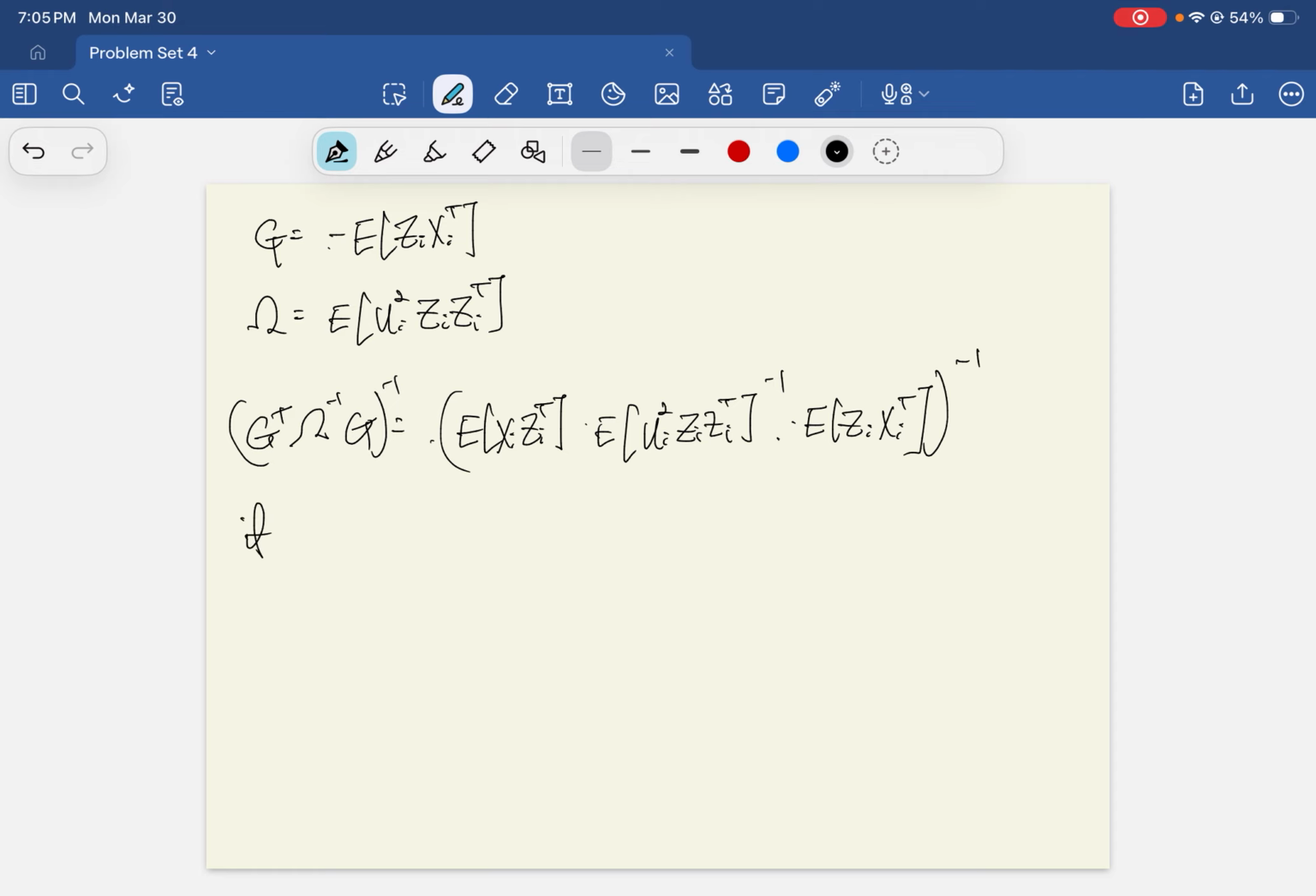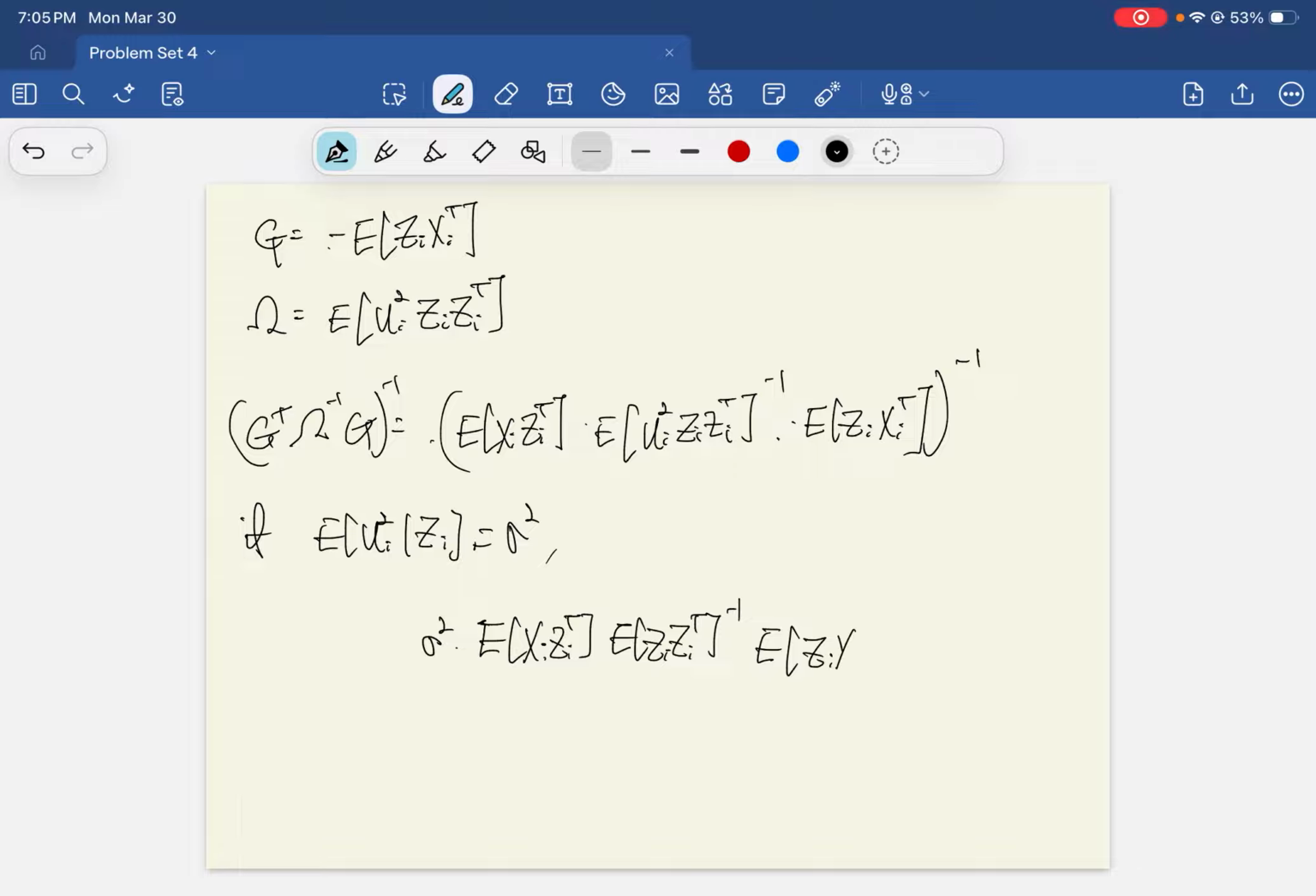And if you have homoscedasticity, it simplifies a little. I'm sorry, if it is sigma squared, then you may simplify this to sigma squared times the inverse of the expectation of xi zi transpose, times the inverse of the expectation of zi zi transpose, times the expectation of zi xi transpose. Okay, this is the asymptotic variance, the simplified case with homoscedasticity. Now, this was part F.